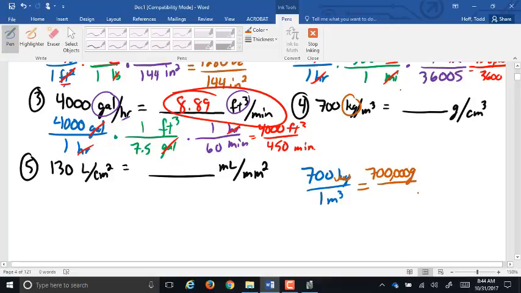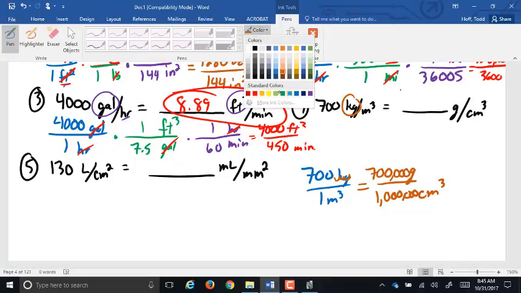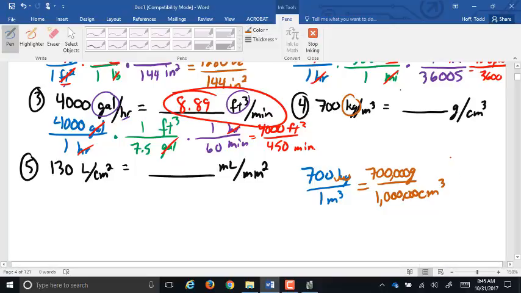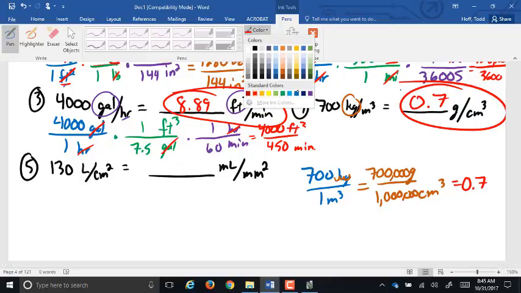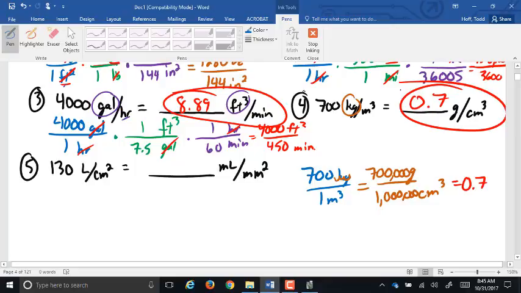Cubic meters are becoming cubic centimeters. See, from meters to centimeters is 2 spots to the right. And because it's cubed, we have to go 6. We've got to add zeros. That is 1 million cubic centimeters. We divide this out. 700,000 divided by 1 million is 0.7 grams per cubic centimeter. Any questions there?